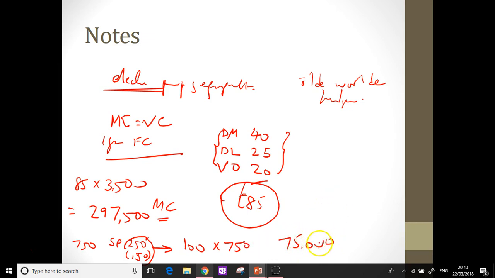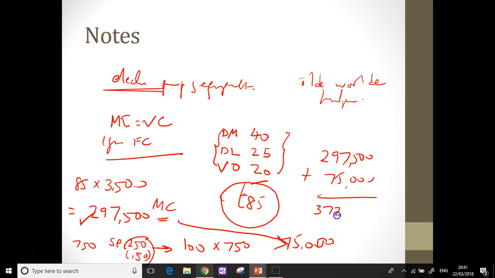So really the full cost, according to economists, is not just this 297,500 of you making it in-house, but you also need to add on this opportunity cost. So we need to add on the 297,500 plus the 75,000, and that gives us 372,500. That is the full cost of making these pumps.